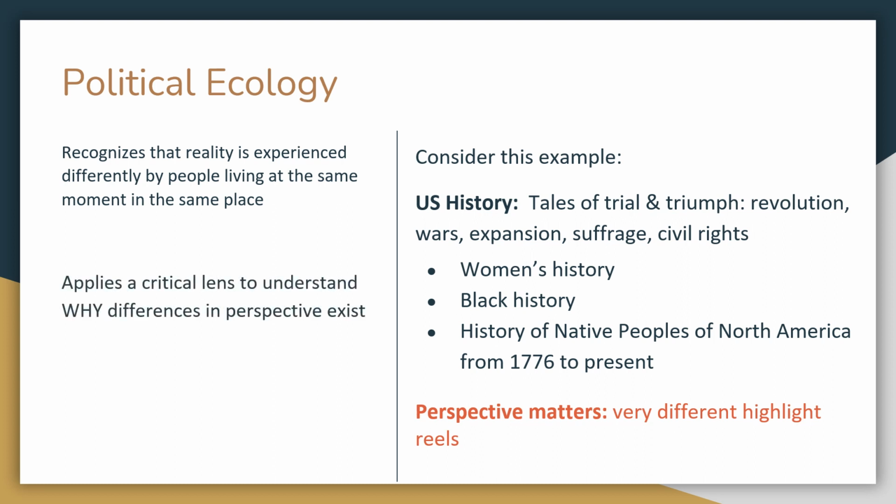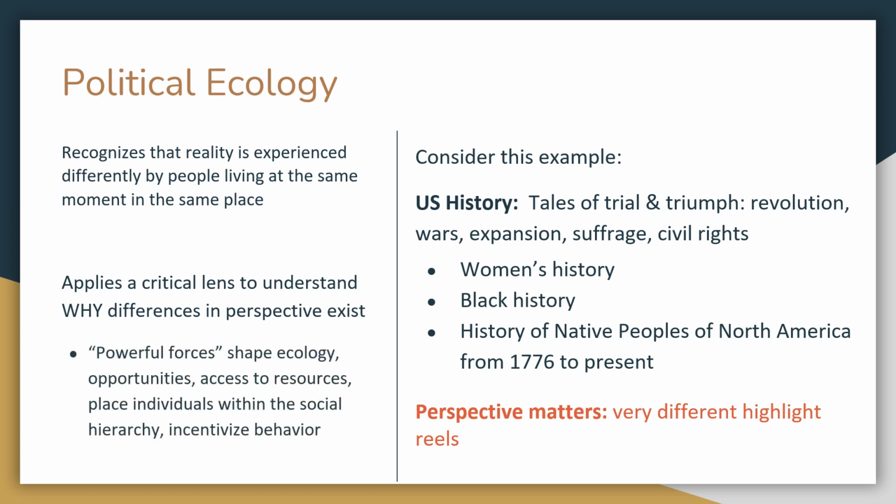So when we're considering political ecology, we want to apply a critical lens to understand why differences in perspective exist. What powerful forces shape human ecology, both in terms of access to resources and our place within the social structure of society? What powerful forces shape our opportunities as individuals, our access and control over resources, our place within the social hierarchy, and what powerful forces incentivize our behavior? So this could be politics or the legal system or economics.